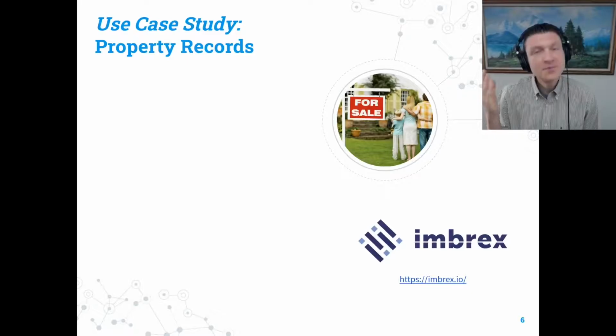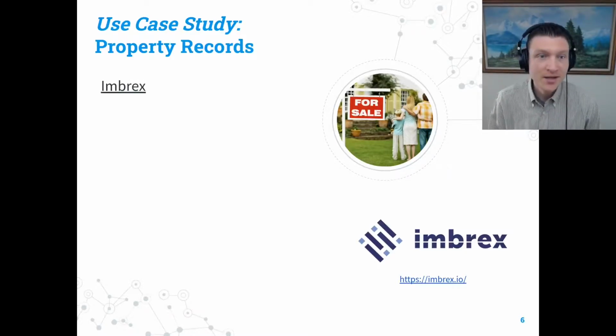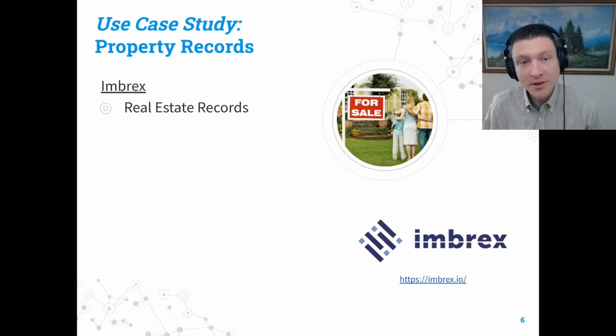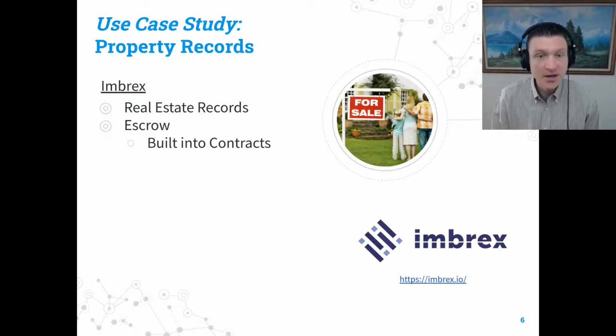So let's do some examples together. I think the first one that we've already seen come up a few times in the course is property records management. In this case, we'll take a look at specifically Imbrex. This company is doing property records on a blockchain. Specifically, they want to look at real estate records and dealing with things like escrow on chain for real estate transactions. So you can build smart contracting systems that actually incorporate cryptocurrencies.